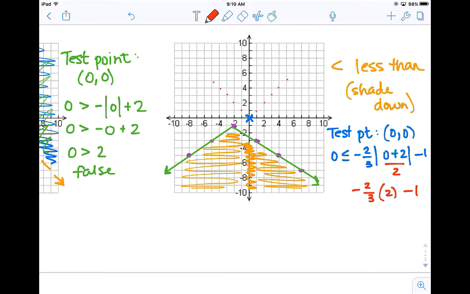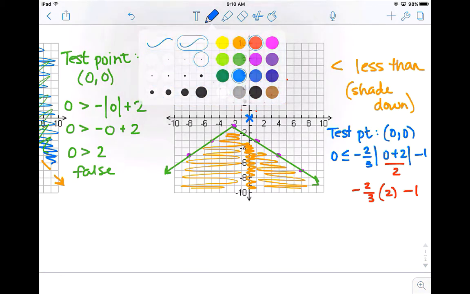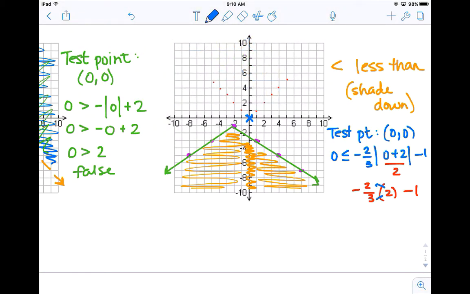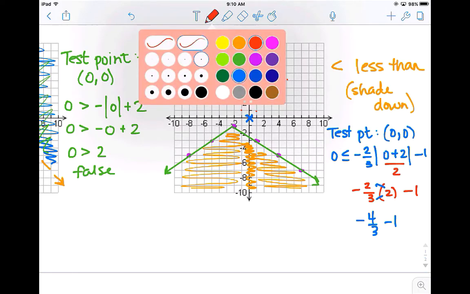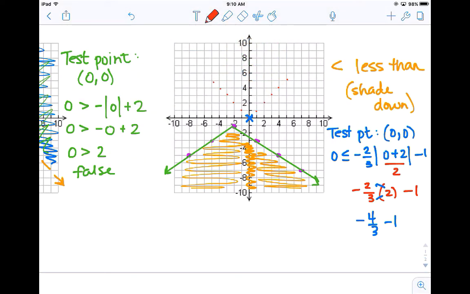When we multiply a fraction, we can multiply the numerator and divide by the denominator. So that's going to make this 2 times 2 is 4, and then divide by 3, so that's just -4/3 minus 1. And that's going to simplify to, let's see, that 1 would become 3/3, so we can combine those fractions. So -7/3 is greater than or equal to 0, or 0 is less than or equal to -7/3.